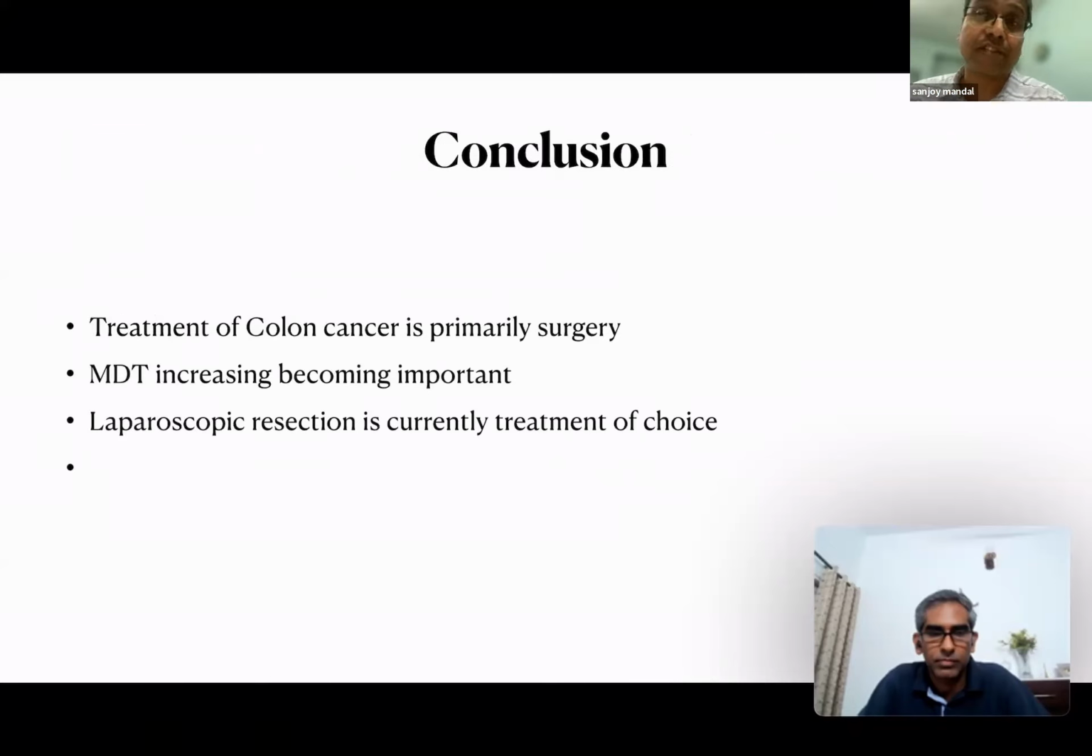multidisciplinary treatment is increasingly becoming important not for stage 2 or stage 3 tumors, but patients who are very early and very late. These are the patients you need to decide what exact treatment you're going to give, and it is here that the multidisciplinary treatment is more important. Laparoscopic treatment is currently becoming the treatment of choice.